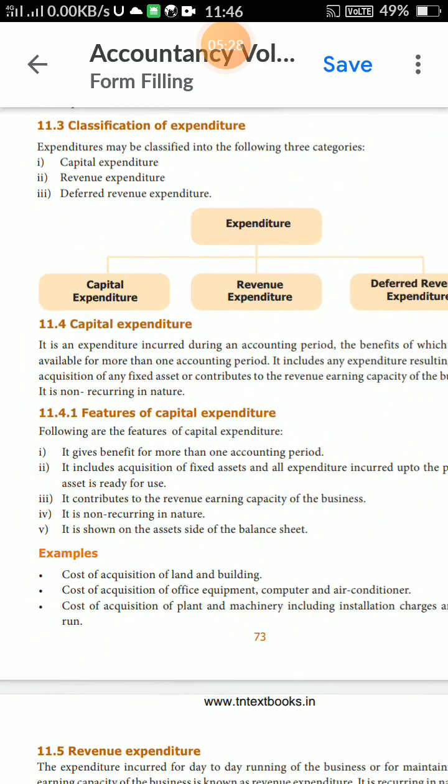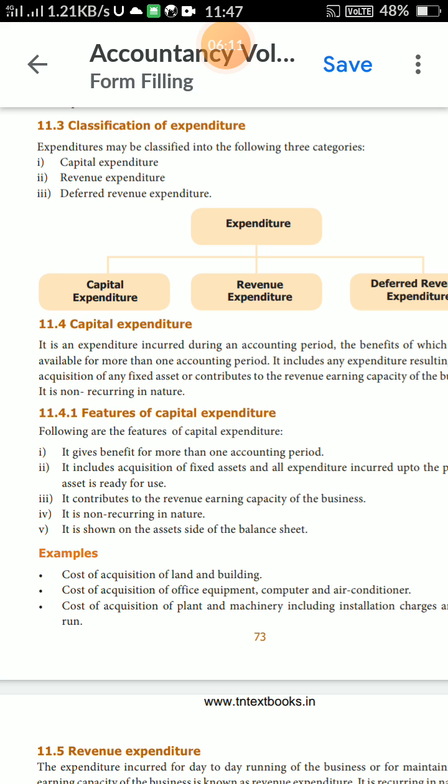Classification of expenditure. Expenditure has three classifications: capital expenditure, revenue expenditure and deferred revenue expenditure. First one, capital expenditure. It is the expenditure incurred during the accounting period, April 1 to March 31st, the benefit of which will be available for more than one accounting period. It includes expenditure resulting in the acquisition of any fixed assets or contributing to the revenue earning capacity of the business. It is non-recurring in nature.